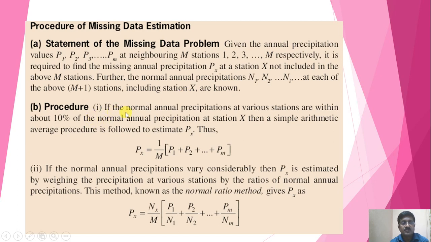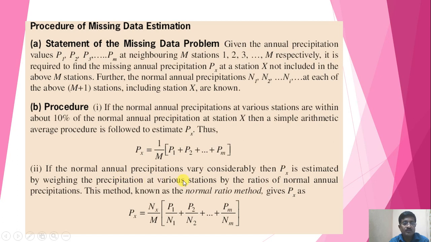What is the procedure? First, if the normal annual precipitations at various stations are within about 10% of the normal annual precipitation at station X, then the simple arithmetical average procedure is followed to estimate Px. Thus, Px is equal to 1 by M, in bracket, P1 plus P2 up to Pm, bracket complete, where P1, P2 and so on are the precipitation values.